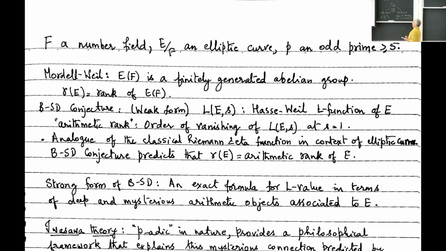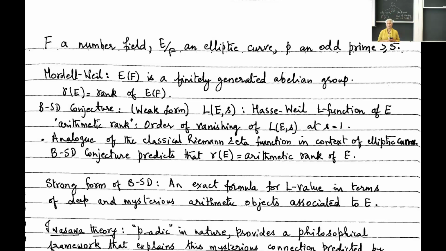Now, why should something like this be true, or why should one expect this? So Iwasawa theory, I say, is p-adic in nature because you do it prime by prime. You work with a prime number. That's why I need a p which is greater than or equal to 5. So let's look at the strong form, which gives an exact formula, and you want to prove that exact formula.